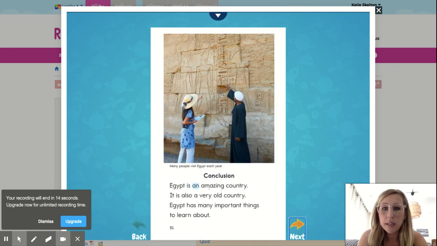Conclusion. Egypt is an amazing country. It is also a very old country. Egypt has many important things to learn about.